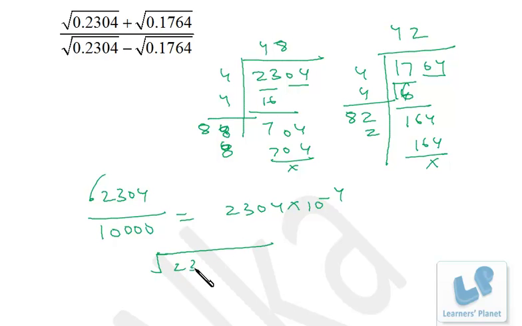Square root of 2304 into 10 raised to power minus 4. Square root of 2304 is what? 48. Square root of 10 raised to power minus 4 is what? 10 raised to power minus 2. So that is 48 by 100. That means 0.48. Okay. Similarly, square root of 0.1764 will be what?